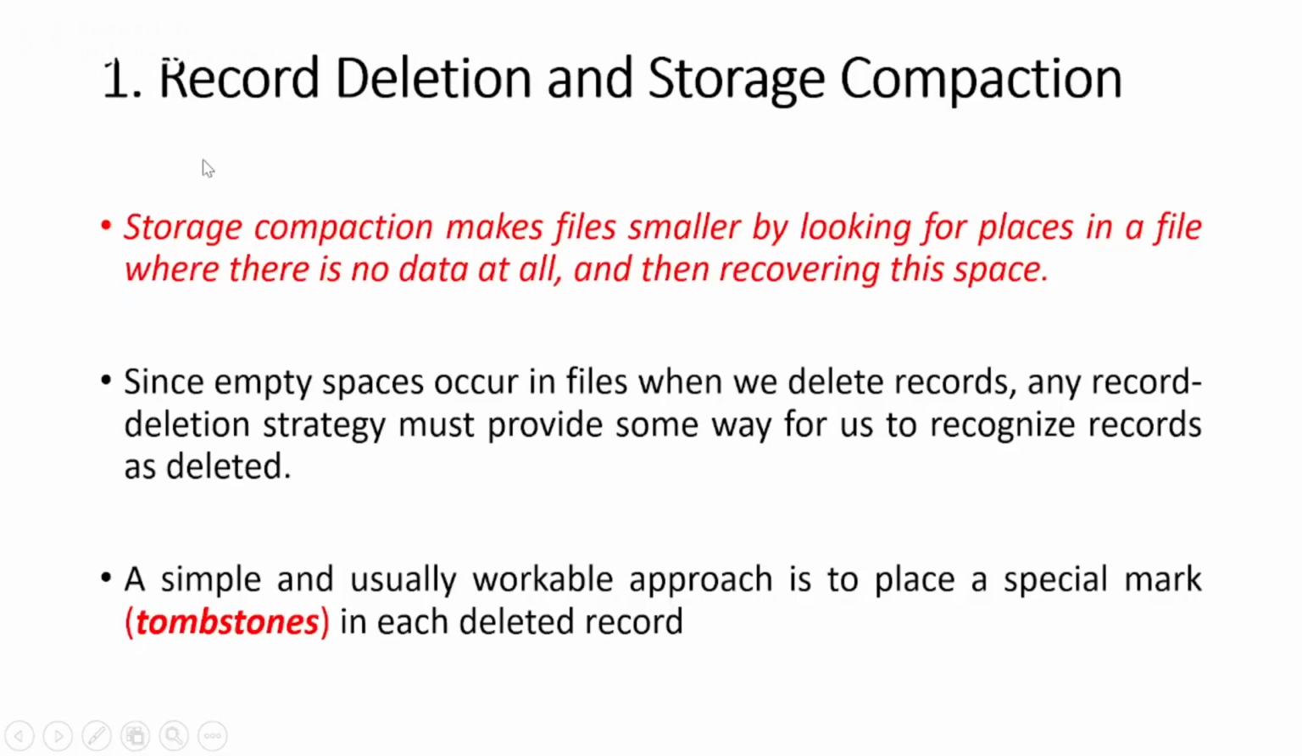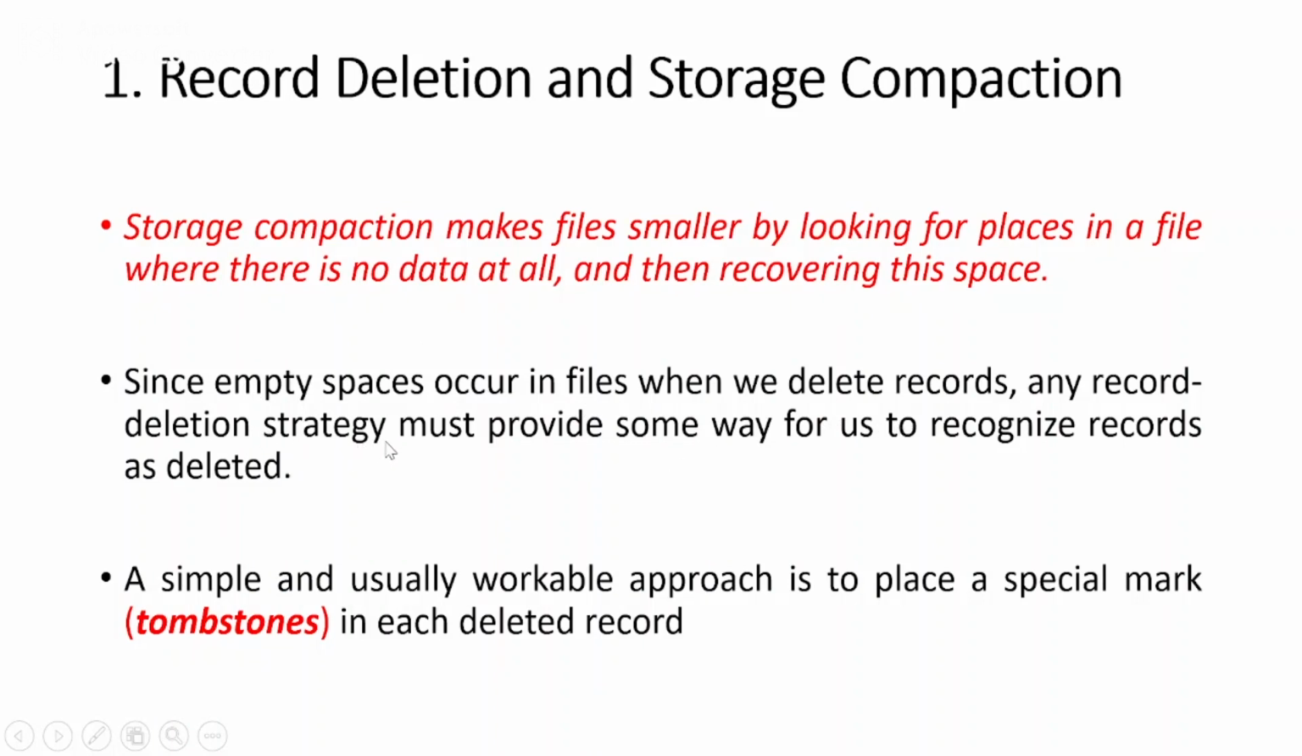So let us go for record deletion and storage compaction. Storage compaction makes the file smaller by looking for places in the file where there is no data at all and then recovering this particular place. Whenever you are going to delete something from your file, that place will be empty and that empty space needs to be reused for some other purpose, right? So empty spaces occur in a file when we delete the records.